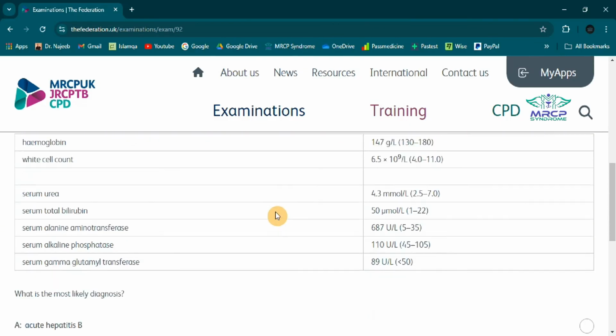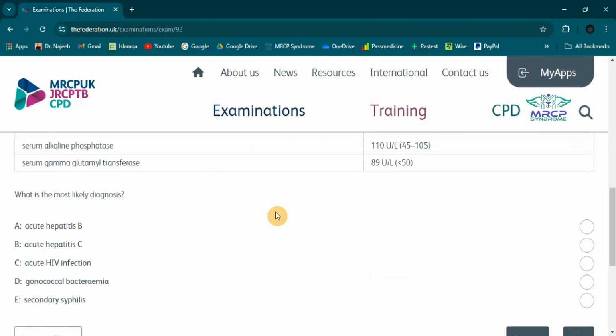So this would be our last one. What is the most likely diagnosis? Acute hepatitis B, acute hepatitis C, TB infection, gonococcal bacteremia, secondary syphilis.